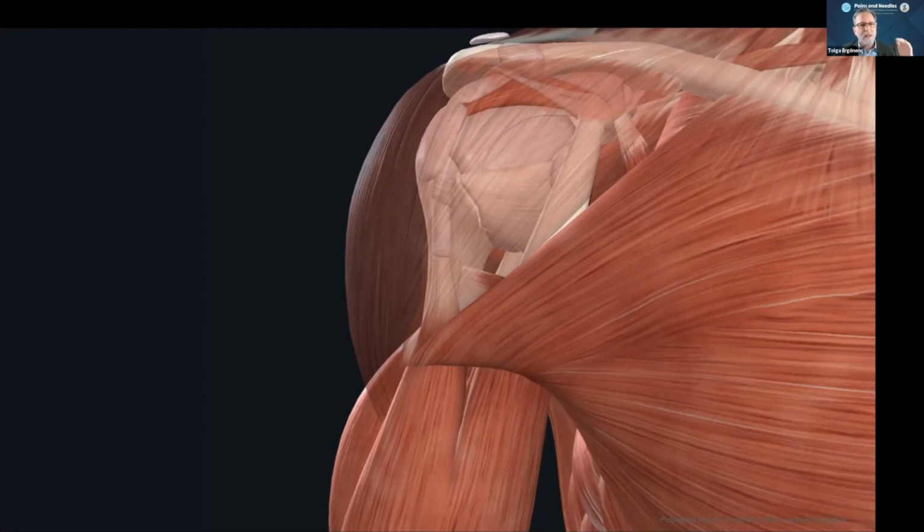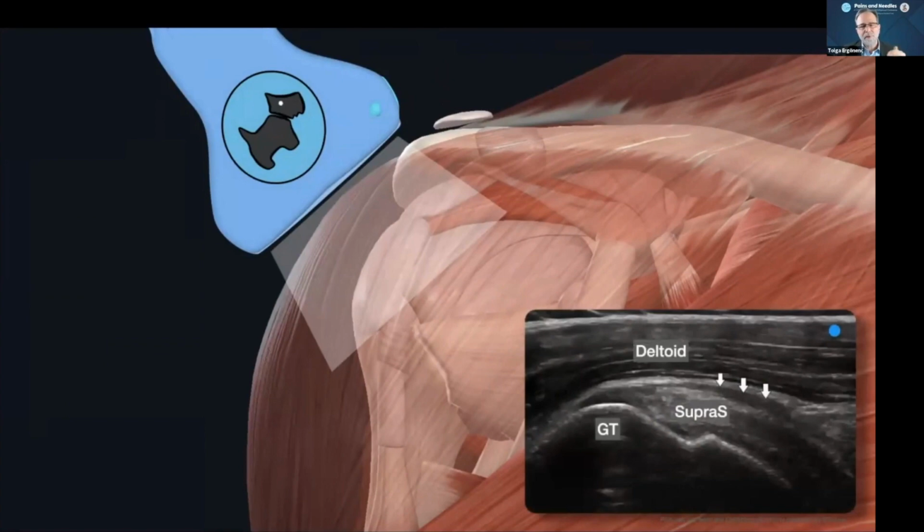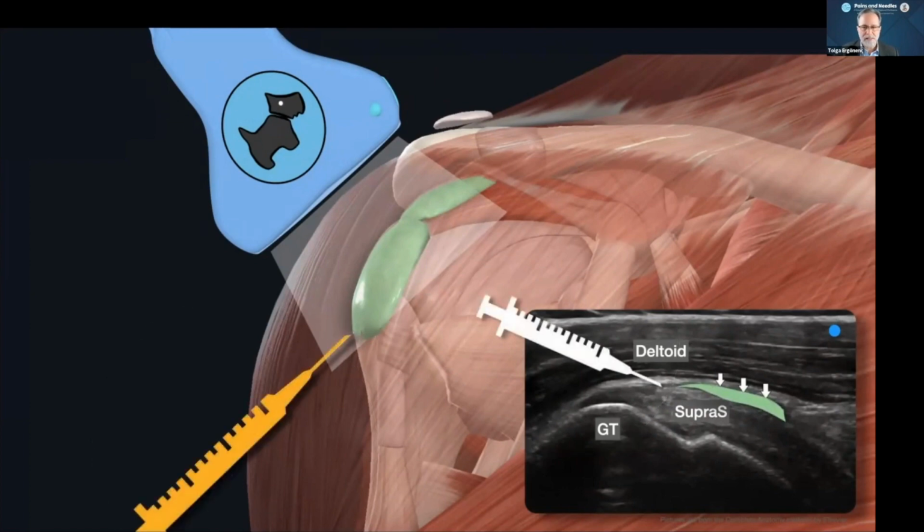You can inject long axis in plane approach into the subacromial subdeltoid bursa with ultrasonographic guidance. Like this.